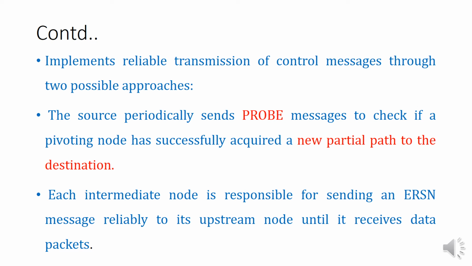So it implements reliable transmission of control messages through two possible approaches. It will periodically send a probe message to check whether the pivoting element has acquired a partial path to the destination. Each intermediate node is responsible for sending an ERSN message reliably to its upstream node until it receives data packets.